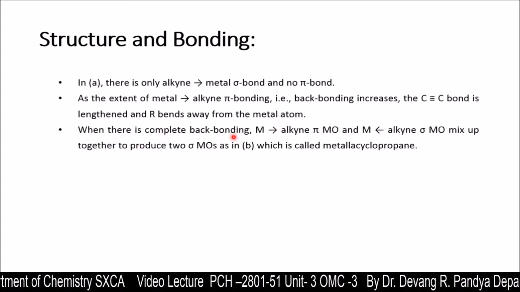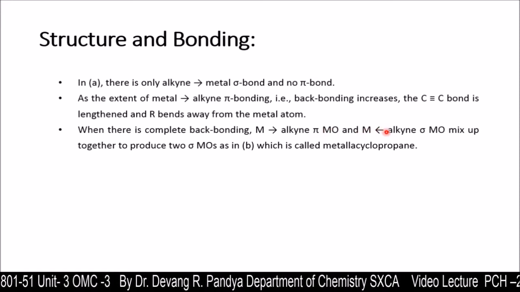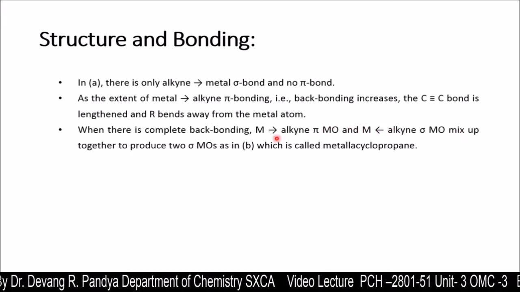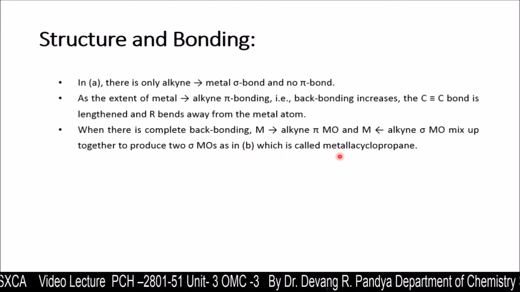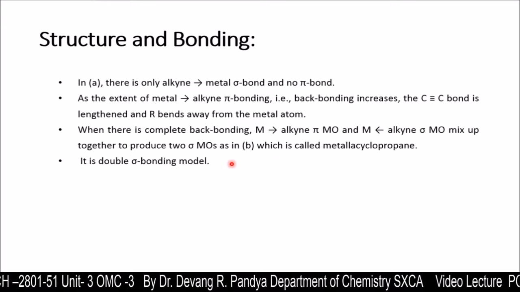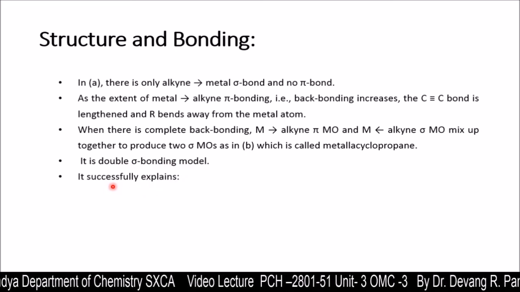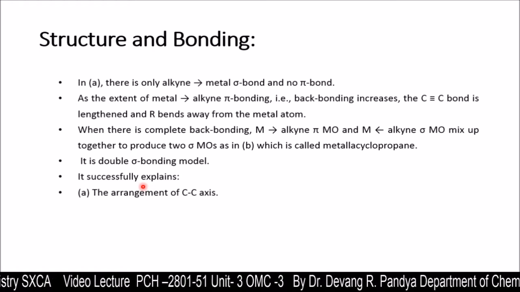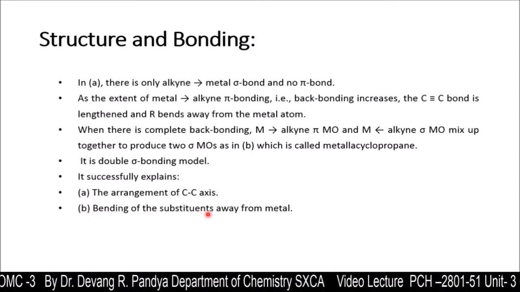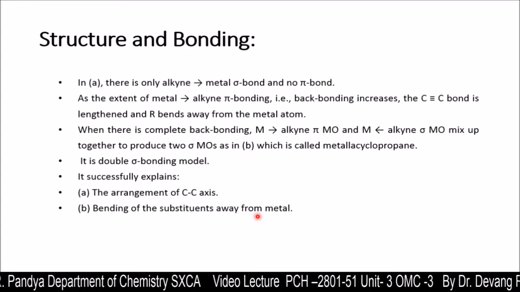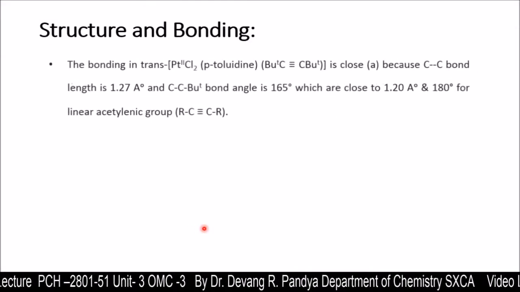When there is complete back bonding from the metal into the vacant antibonding pi orbital of the alkyne, and the alkyne to metal sigma MO mixes together to produce two sigma MOs, as you can see in structure B, which is called the metallacyclopropene. It is a double sigma bonding model as well in the B structure, and it successfully explains the arrangement in A, and in B the bending of the substituent away from the metal. You have already seen in the previous slide, and the third one is the lengthening of the C-C bond length. So these three can be explained using that arrangement.